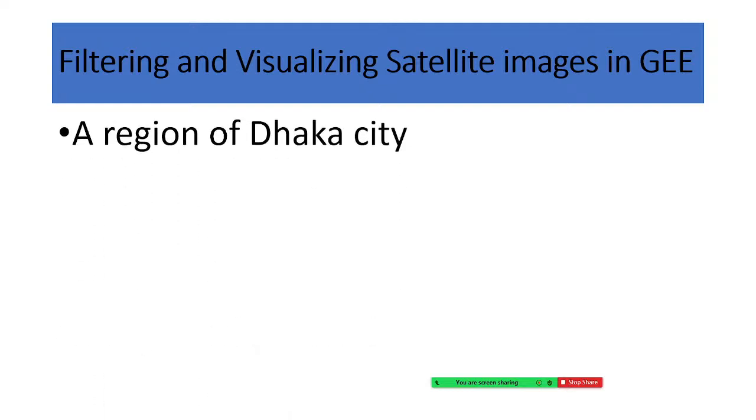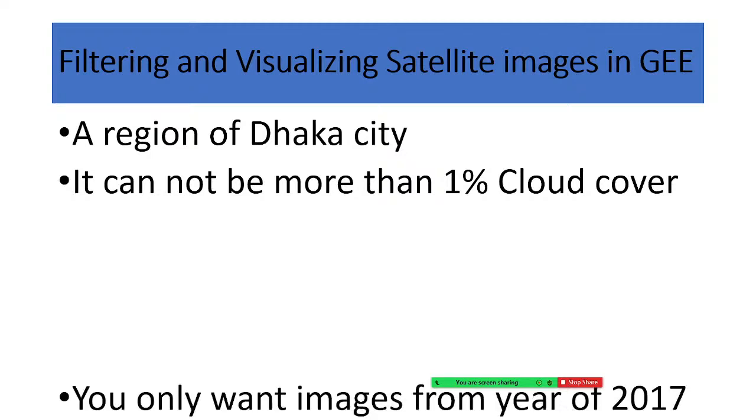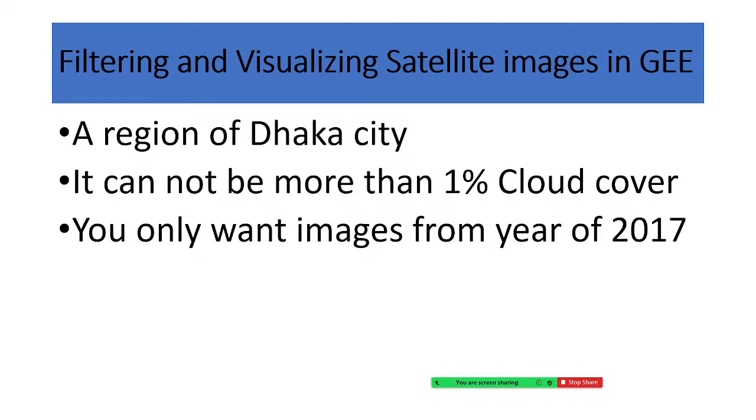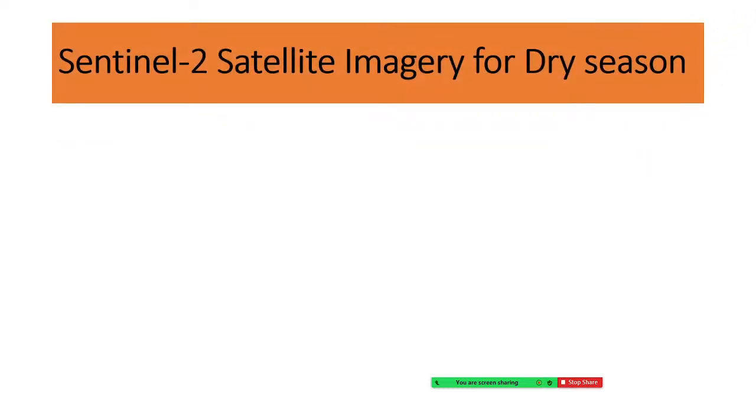Suppose I need Sentinel-2 satellite imagery for the region of Dhaka city. I also need images with not more than 1% cloud cover, and I need them for the specific year of 2017. So when you filter these images, we also maintain these three factors. And in this session I will also show you a project.